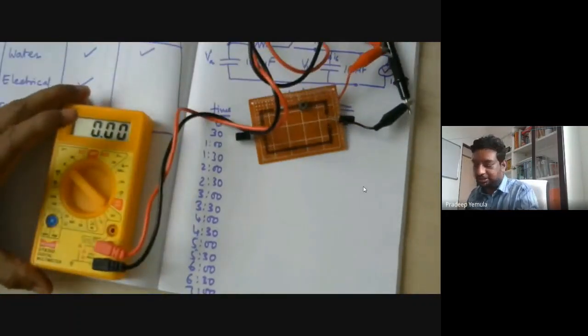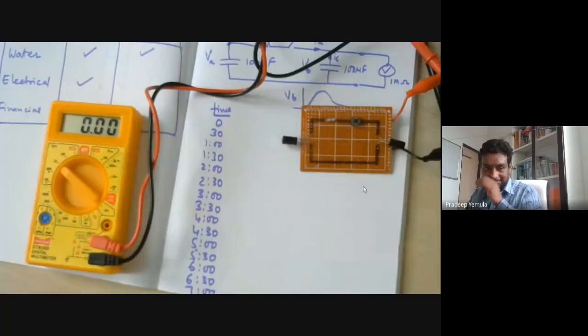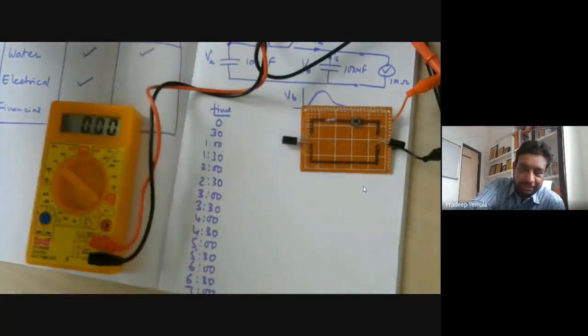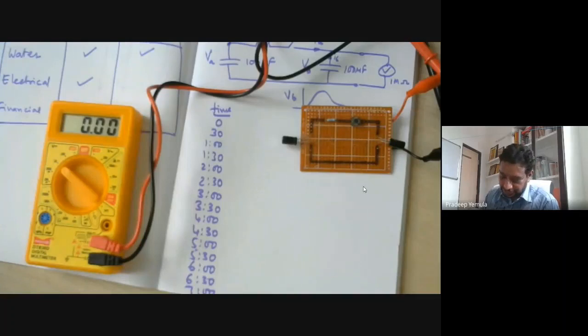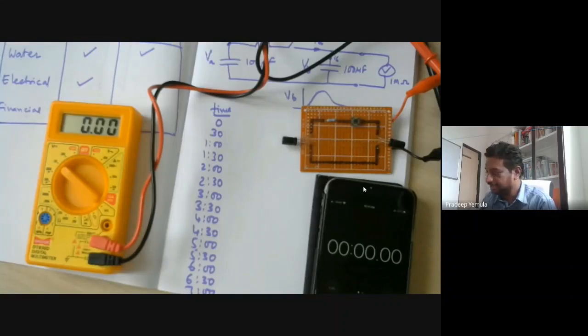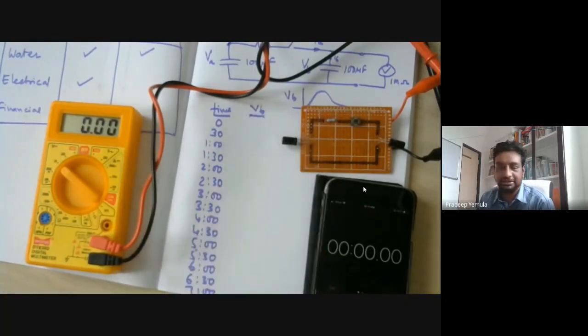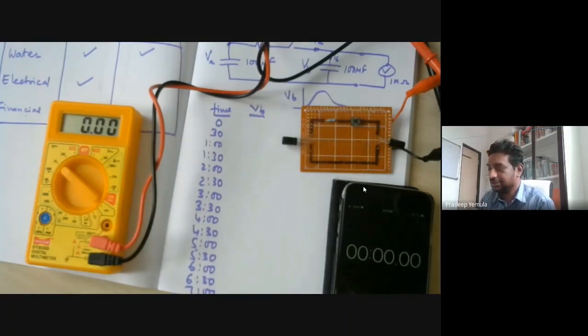Now we need a timer, so I keep the timer here. Remember, the first capacitor is still charged. The moment I close the switch, the first capacitor will start discharging. I am measuring VB anyway, as I already connected the voltmeter, so I'm getting the value of VB here. I will keep writing the VB value as I measure, and the moment I connect it, I will start taking the time.